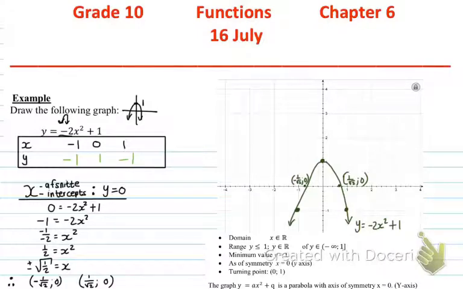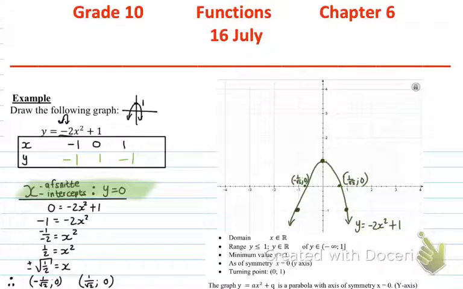Okay, then I draw a table, choose my own x values, negative 1, 0, and 1. And I get the y values negative 1, 1, and negative 1. Okay, then for the x-intercepts, remember I always have to write down the coordinates of the intercepts. The y-intercept can be read off from the q value. The y-intercept will be 1 in this case, but the x-intercepts I'm going to have to set y equal to 0, just like we did for the straight line graphs.